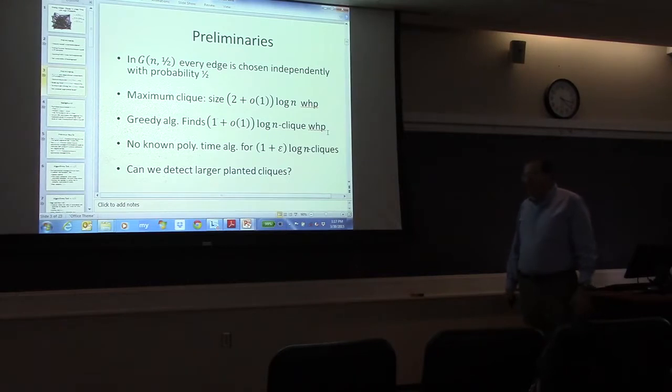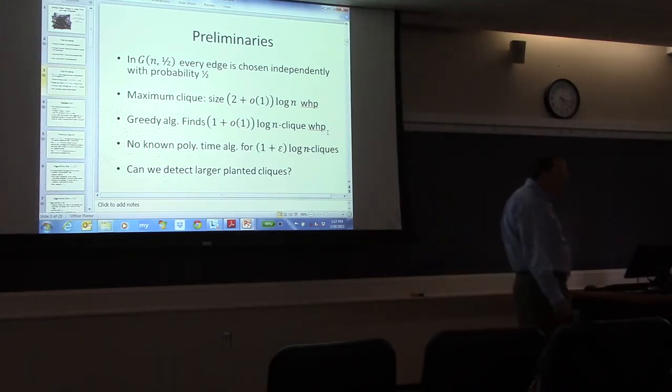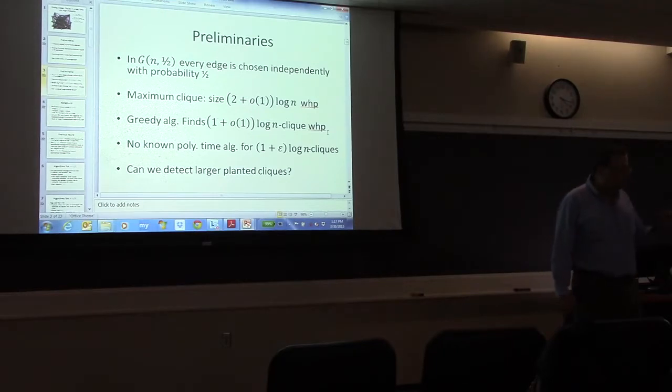So the most naive greedy algorithm will find you a clique of size log n. Again, log to base 2. You just pick any node you like. That's v1. Half the vertices are its neighbors, right? So choose v2 to be one of these neighbors. Now v1, v2, how many vertices are common neighbors of v1 and v2? Well, very close to n over 4, right? So we pick one of those to be v3.